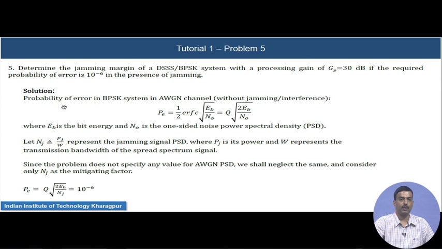invoking the definition of probability of error for a BPSK system in an AWGN channel, and this is specifically without considering any other interference. And from the standard relationship, which is derived in well-known textbooks, we have probability of error given in terms of the error function or equivalently in terms of the Q function. Now, what we need to note here is, of course, that there are some simplistic assumptions made while calculating this P, one of them being that the probability of zeros and ones in this particular communication system is the same.